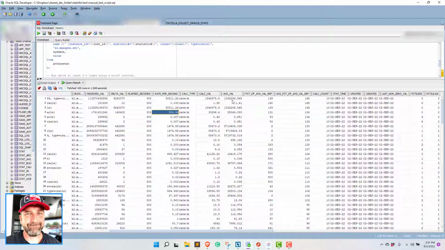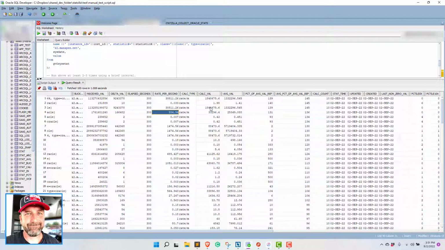Then you have the average value, which is just, in this case, since each record represents an hour or a slice of an hour, it may only represent 5 minutes, but as it goes throughout the hour, it's representing more and more of the hour.